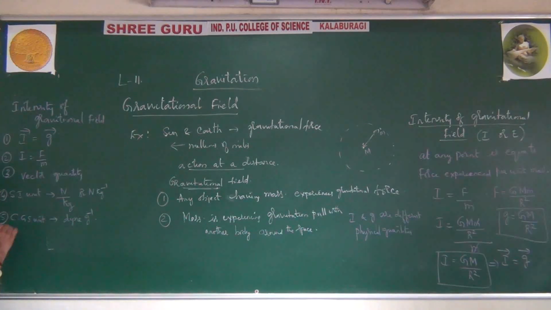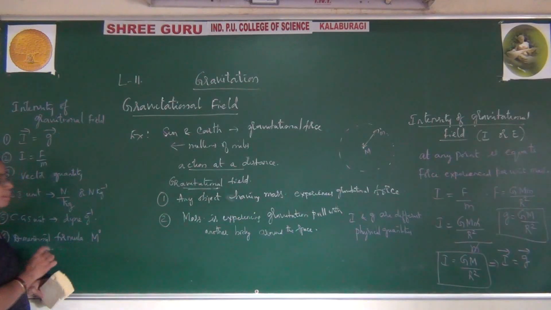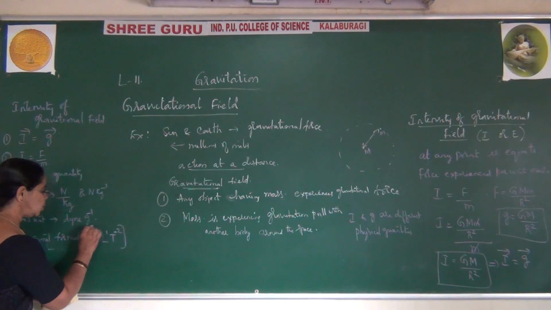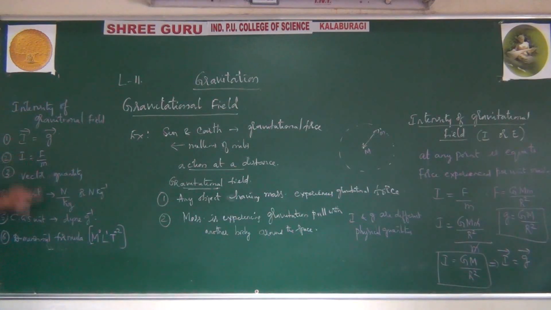Right? One more, dimensional formula. What is this? We said I is equal to g. You know g is called acceleration due to gravity. So you are ready to write this dimensional formula: M to the power of 0, L to the power of 1, T raised to minus 2. So this is what you have to remember. All these you can remember only for objective type questions.